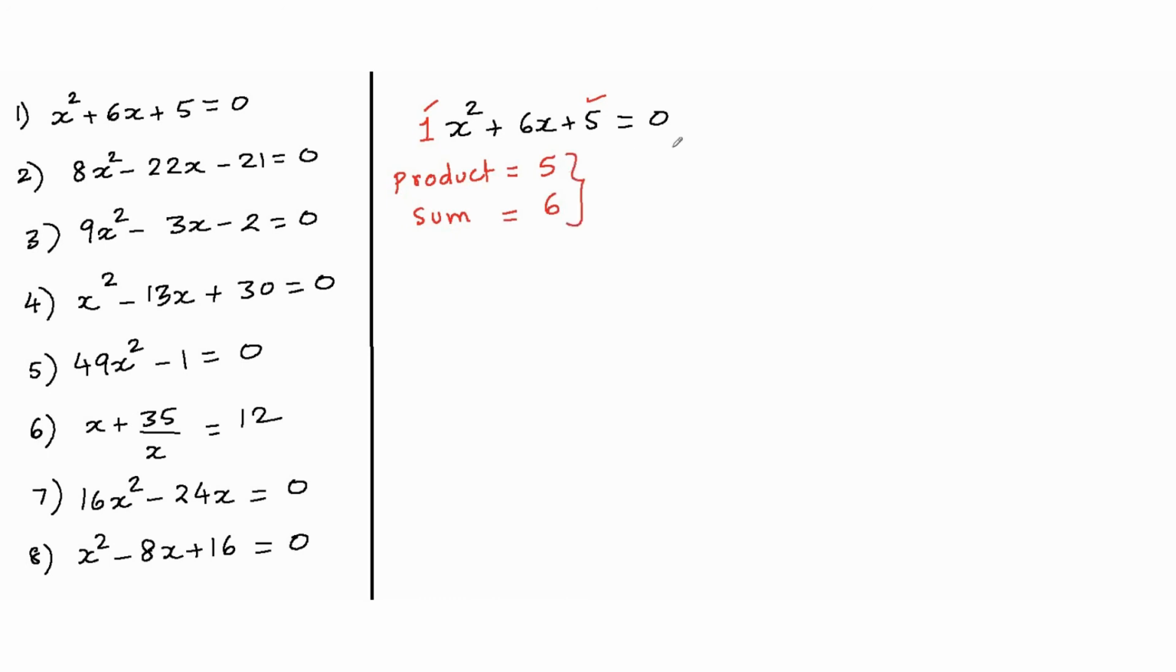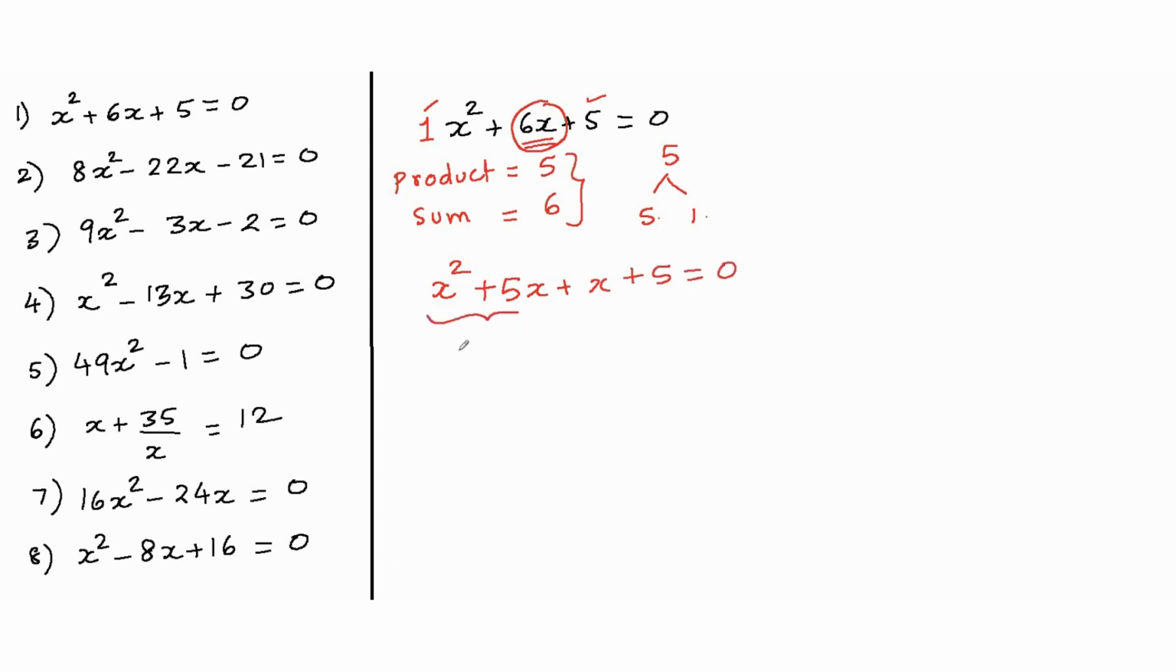So let me start with the product as 5. So 5 can be written as 5 ones are 5. And it's great that 5 plus 1 is equal to 6. So we got the right way to split. The right way to split 6x is going to be 5x and 1x. So let us split it now. So x square plus the 6x can be written as 5x plus 1x, right? Plus 5 is equal to 0.